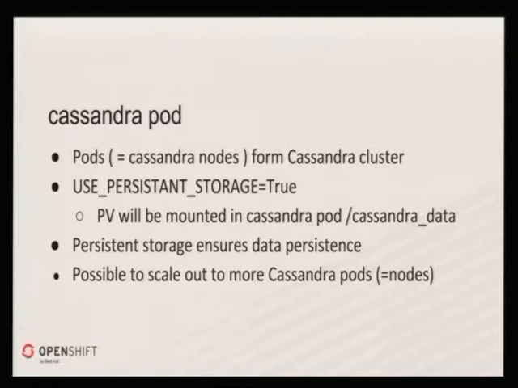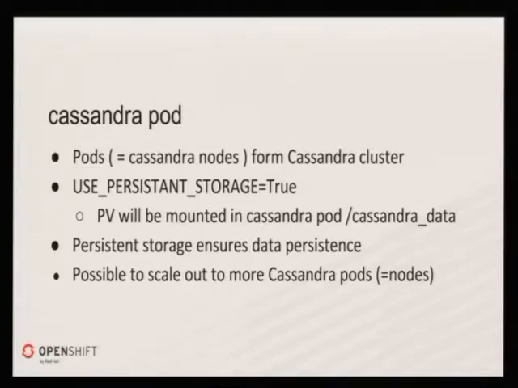Now I will tell you a bit more about all these metrics pods. So the Cassandra pod is, as I said, used as the main data store for all data collected from the OpenShift pods. By default, it uses persistent storage true. That means it will look for a persistent volume available to use for the Cassandra data. It's going to mount it to the Cassandra root, Cassandra data. And we recommend using that because that ensures you have data persistence across the Cassandra pod lifetime.